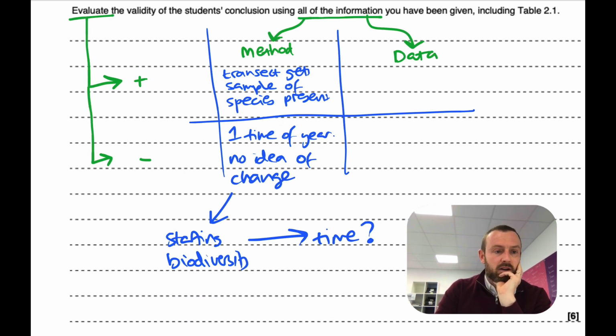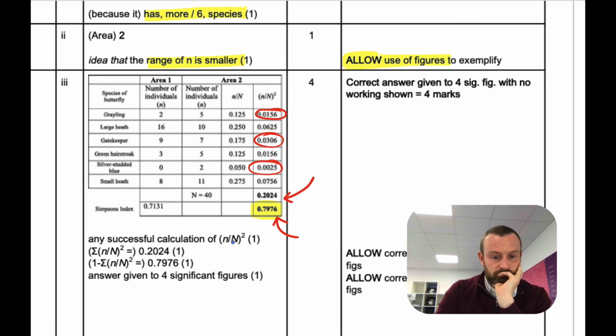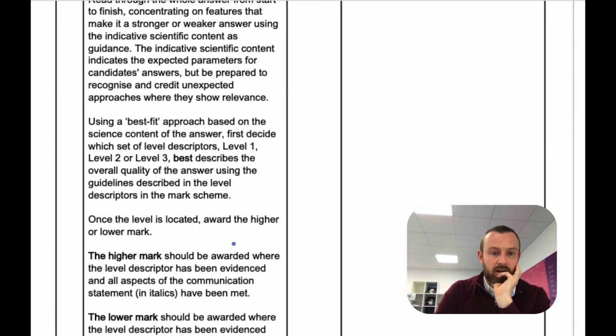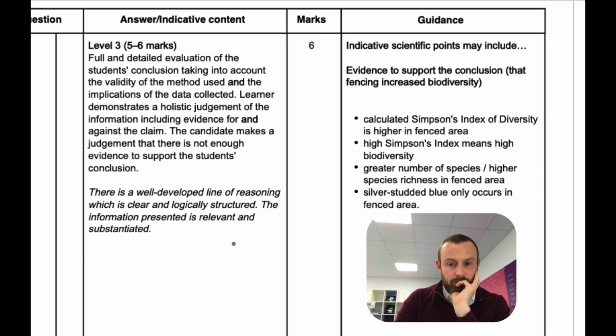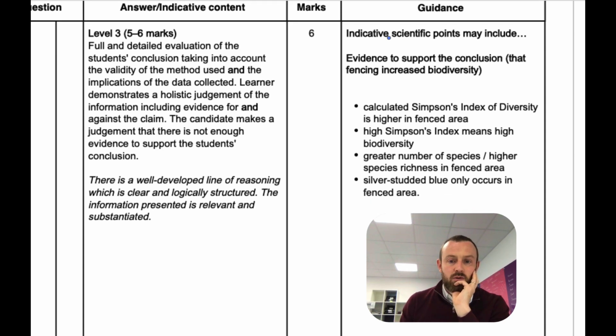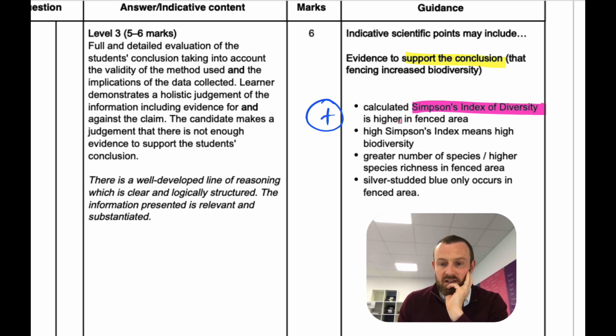Let's look at the mark scheme to drill down into everything you needed to say. Okay, first of all, things that you could have said to support the conclusion. These are the positive things that you could have said. So we've got the fact that Simpson's index of biodiversity is higher.